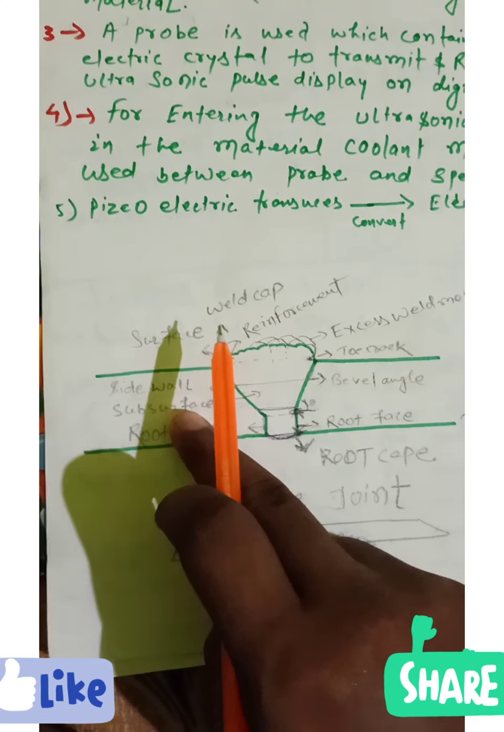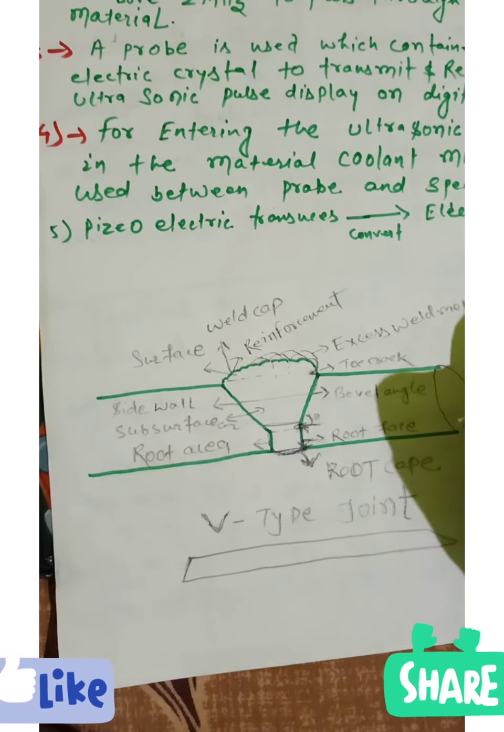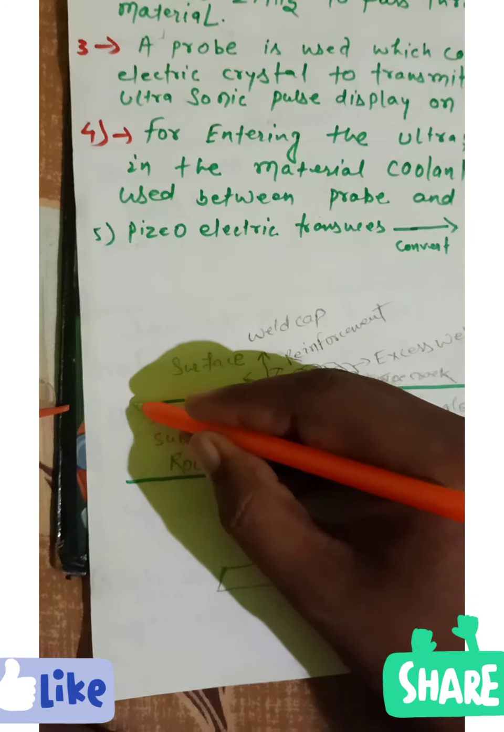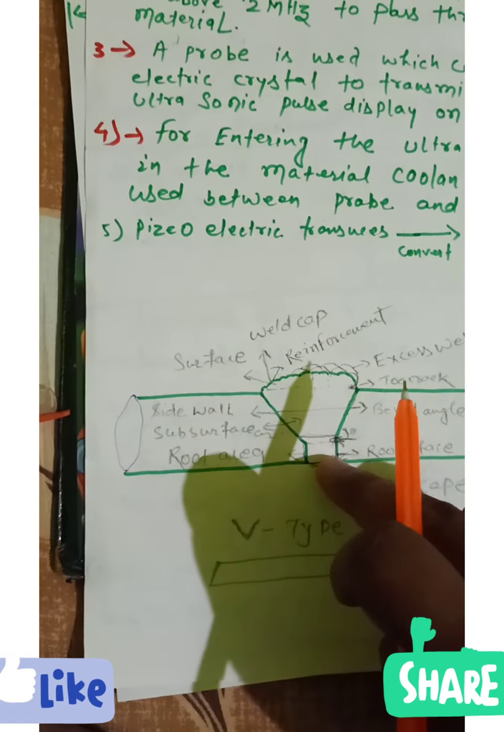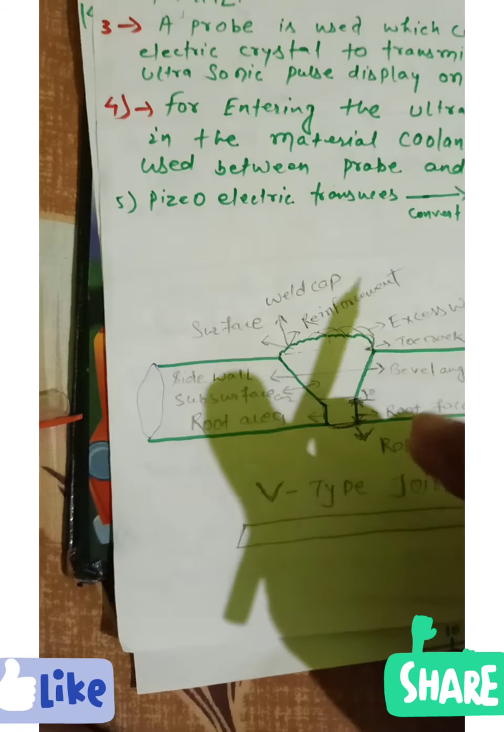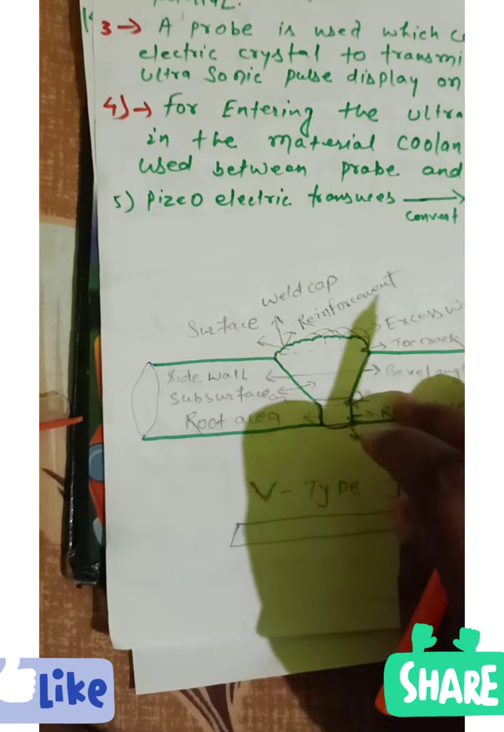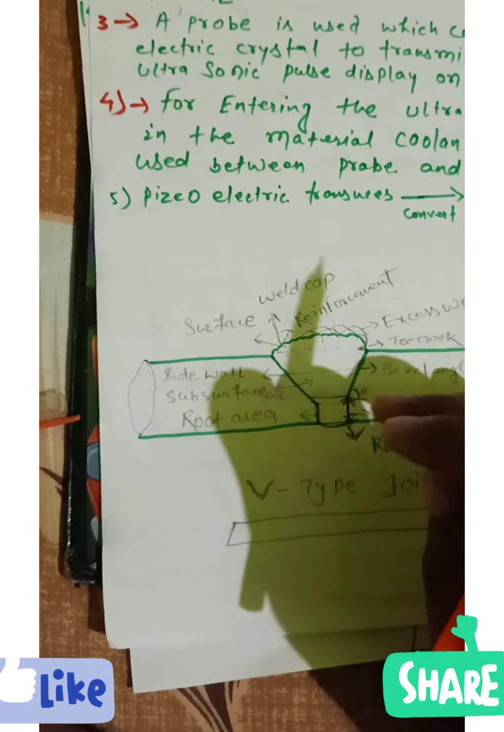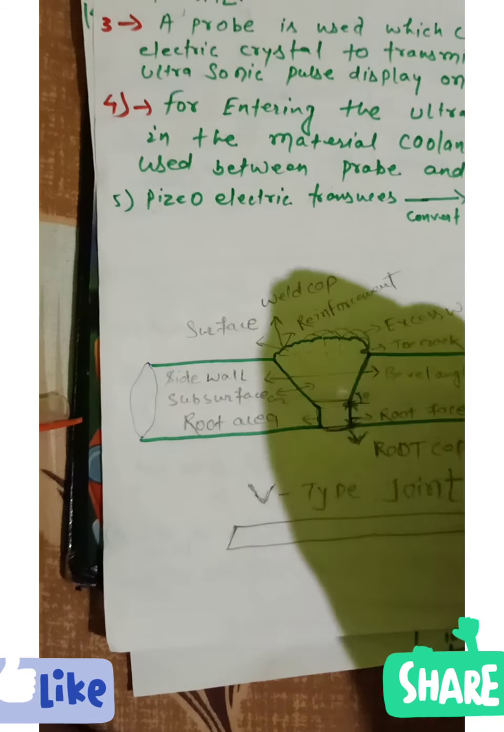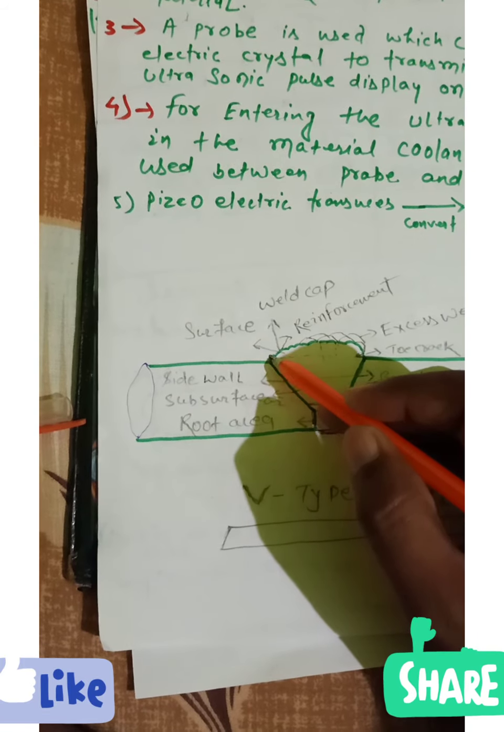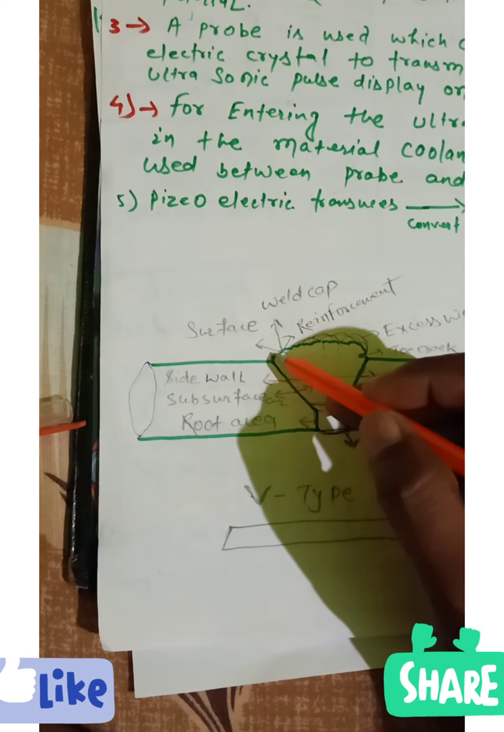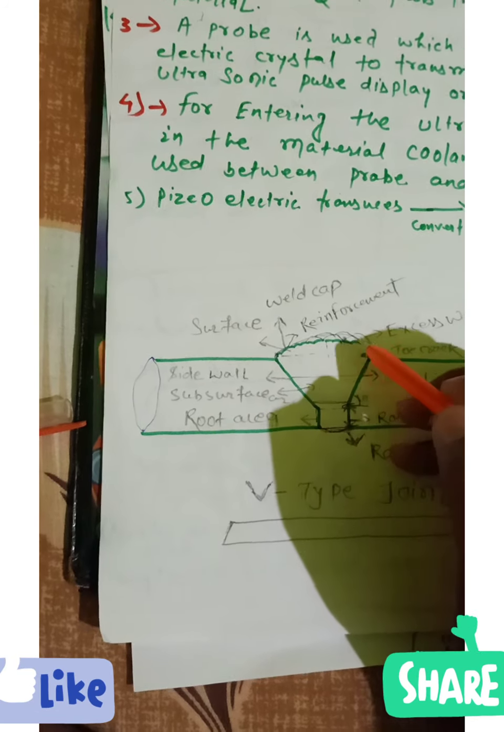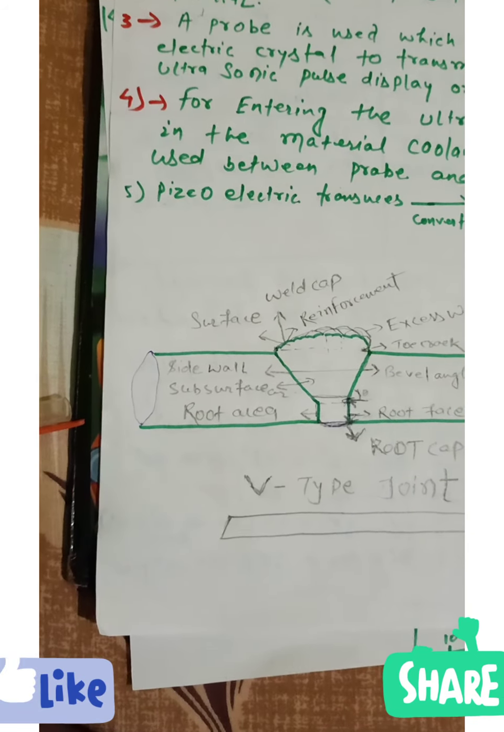This is two pipes like that. Okay, so this is a weld area, and we joined these two pipes with the help of weld. Here it is the weld cap.